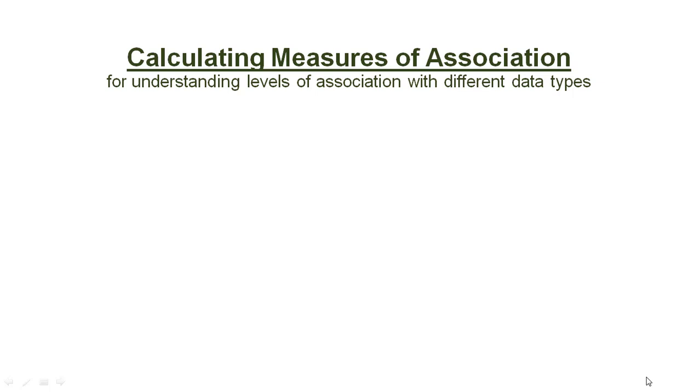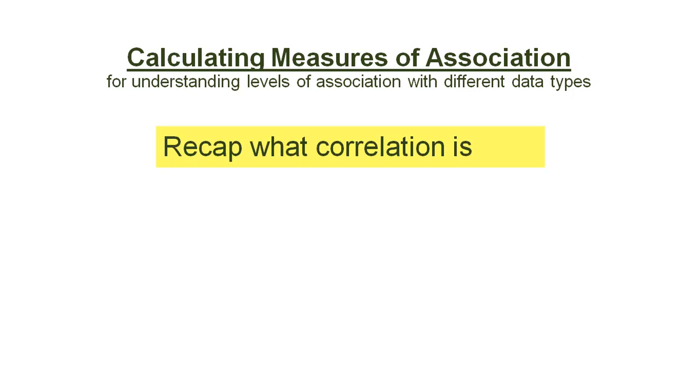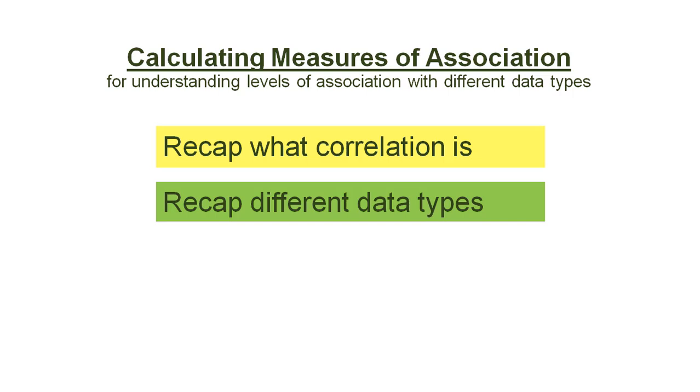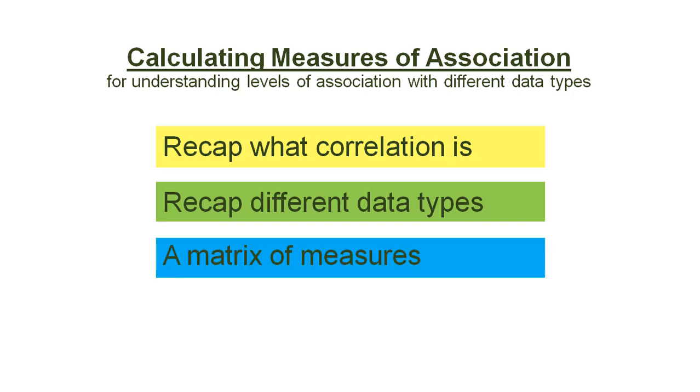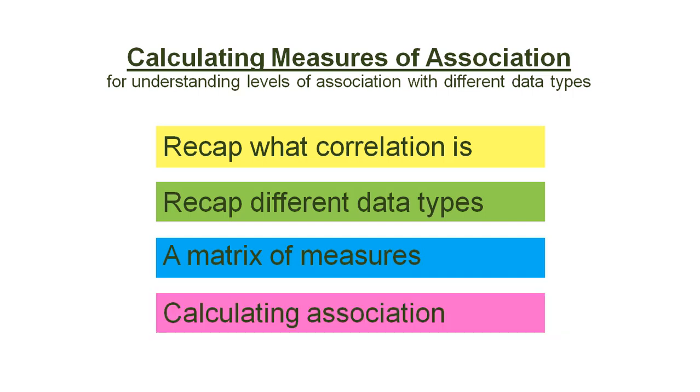Hello. In an earlier video on correlation, we came to understand that different data types and mixes of data types require different ways of calculating their level of association or correlation. So in this video, I will cover a brief recap of what correlation is for those viewers who haven't seen my video on correlation, a brief recap of different data types, a matrix of measures of association, and examples of using the matrix on different data types.